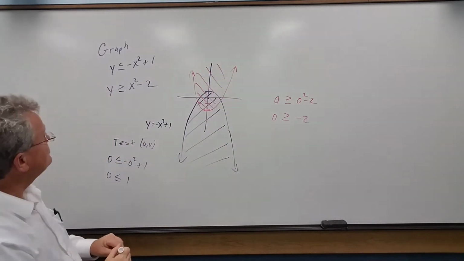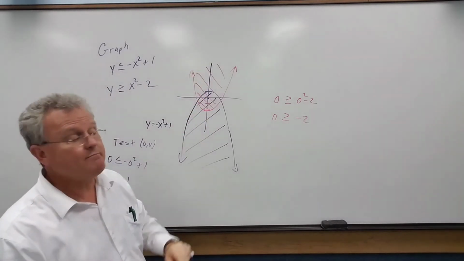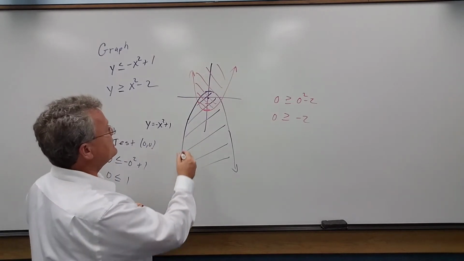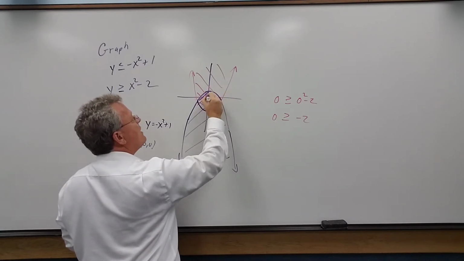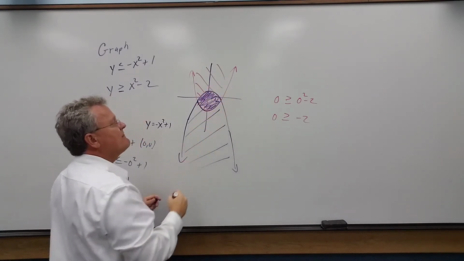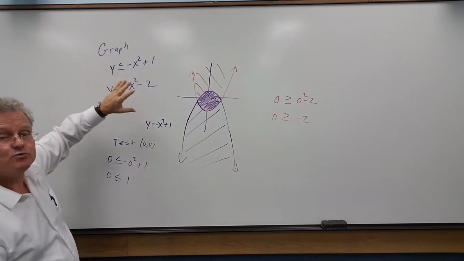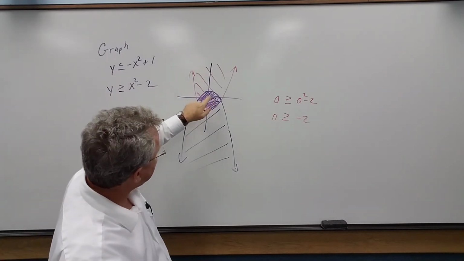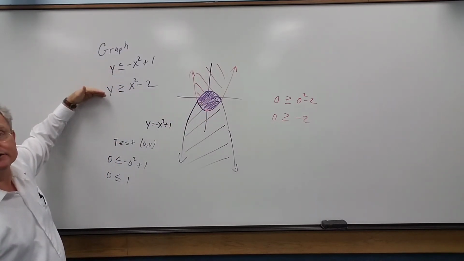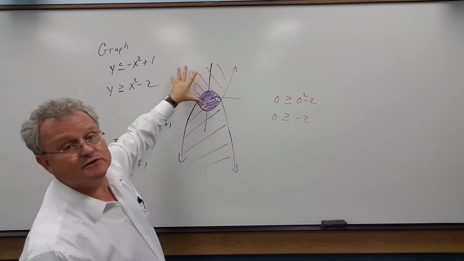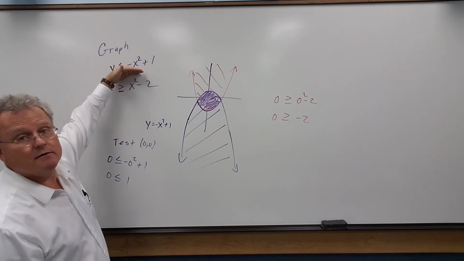So the actual graph, the solution to this, is where the shaded areas overlap, the red shaded area and the purple shaded area. So the solution is all of the points inside that region right there. That's the solution to this system of inequalities. What that means is, if I pick any x, y point in this region, it's going to work in both inequalities. If I pick any point outside of that, it's not going to work in both of them. It might work in one, but not the other.